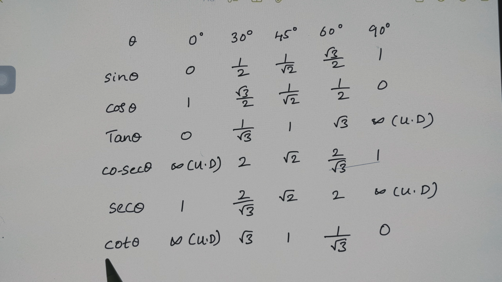Last one, we have the last ratio, that is cot theta. Cot 0 is infinity or undefined. Cot 30 is root 3, cot 45 is 1, cot 60 is 1 by root 3, cot 90 is 0.